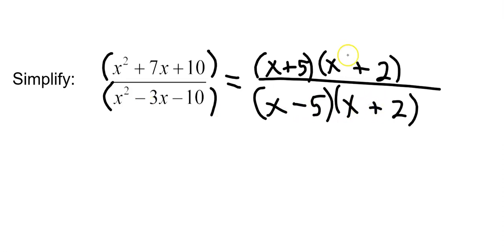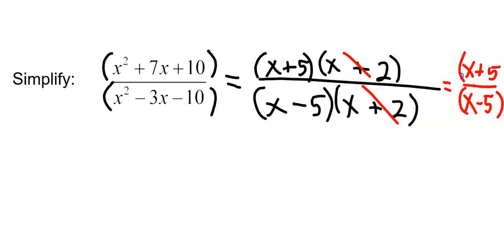So we have some canceling that can be done here. And so we get x plus 5 over x minus 5, and that doesn't cancel. So that's simplest form, but the restrictions would be, again, before canceling, x cannot be 5, and x cannot be negative 2.